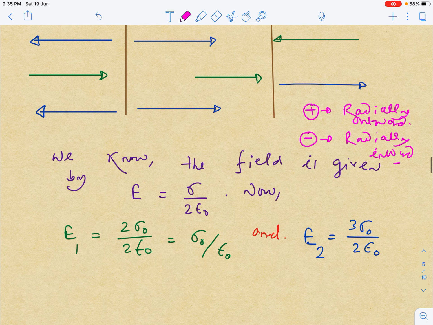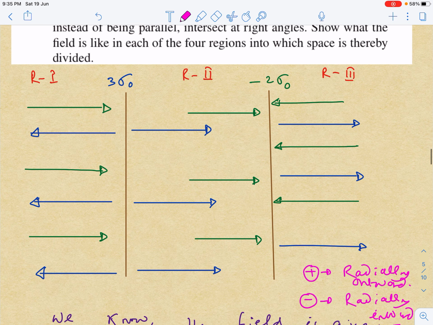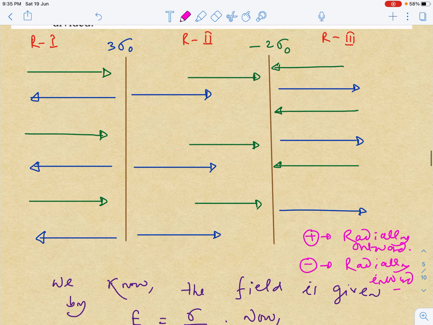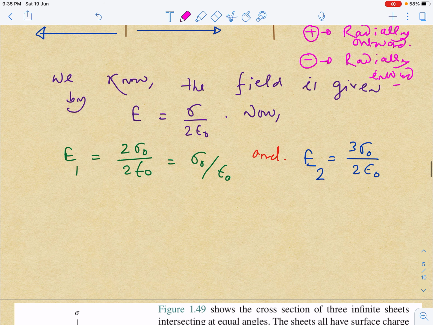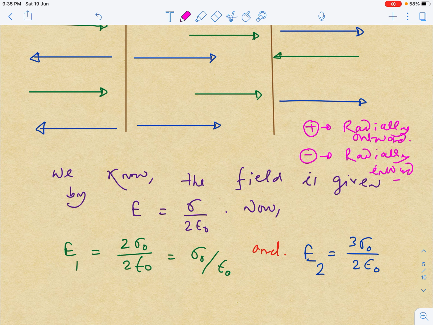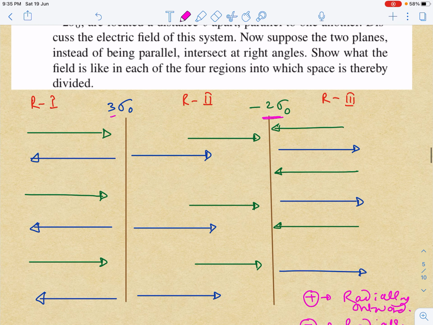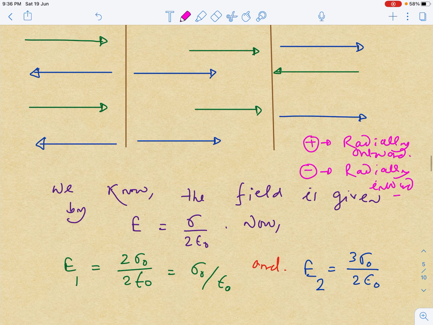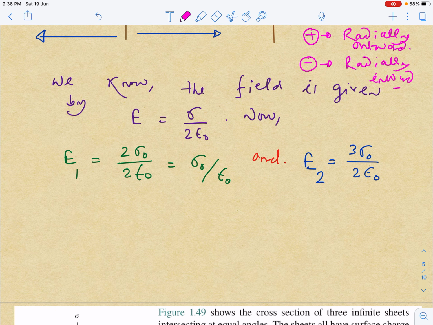We know that the field due to an infinite sheet is equal to sigma by 2 epsilon naught. This is known to us. From there, I have calculated the field due to the right one, which I am tagging as E1. E1 is equal to, in place of sigma, 2 sigma naught, because the charge here is minus 2 sigma naught. And for E2, that is for 3 sigma naught, in place of sigma I will write 3 sigma naught, and the remaining formula remains the same. So E1 and E2 we have calculated.